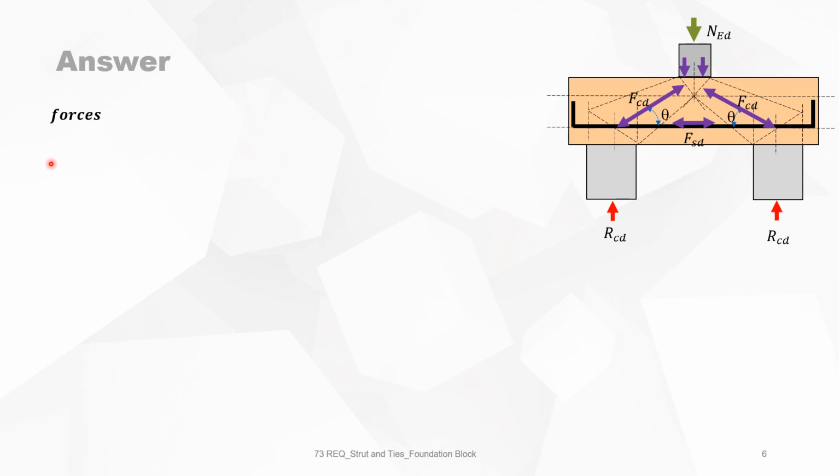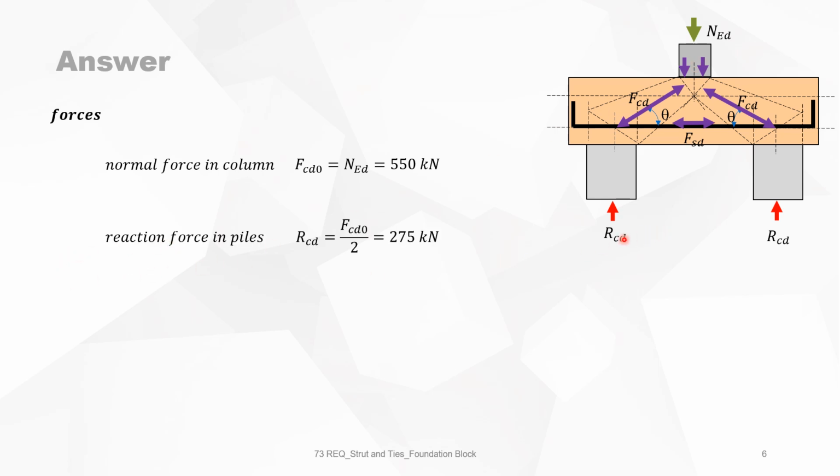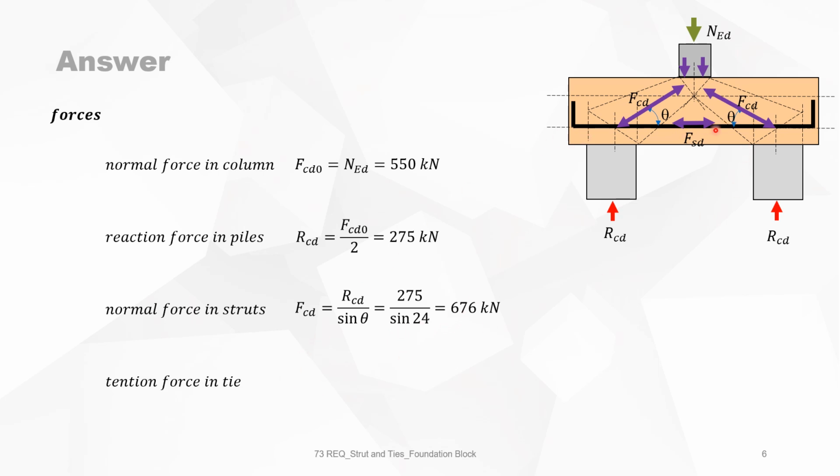Now let's continue to calculate the different forces. The normal force in the column, NED, is 550. The reaction force in the piles, RCD, is half of it, which is 275 kilonewton. The normal forces, FCD, in the struts is, of course, the reaction force divided by the sine of this angle. That's the sine of 24. So we have 676 kilonewton left and right. And now the tension force in the tie is the reaction force divided by the tangent of theta, and it gives you 618 kilonewton.